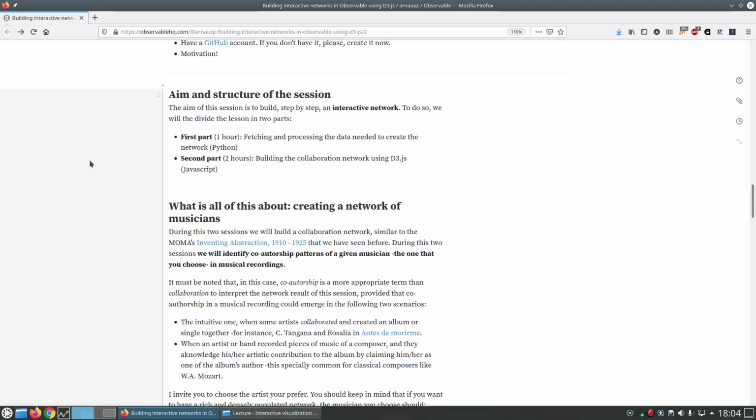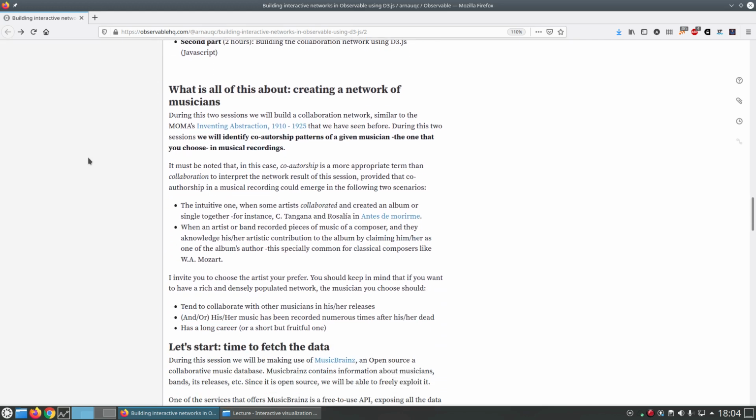So as I was saying, this first part, which is one hour, is split into parts of half an hour and half an hour. Now we're going to fetch the data and process the data in Python. And the second part, which is the one that will be in vivo, is the one where we will build the network using D3 and Observable. So let's build it, but what are we going to build? What we're going to build is something similar to MoMA's Inventing Abstraction, 1910-1925.